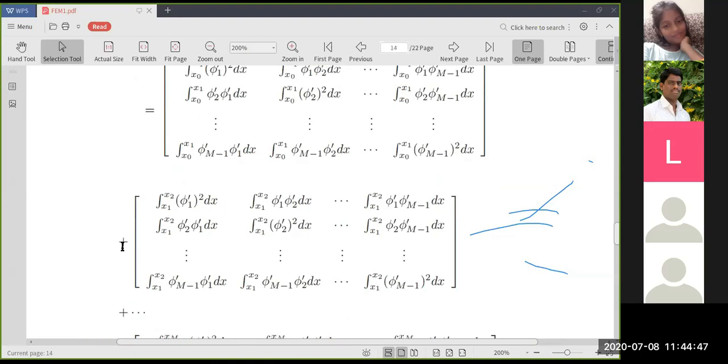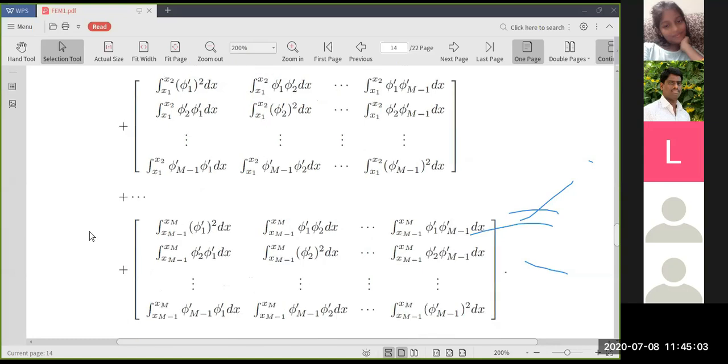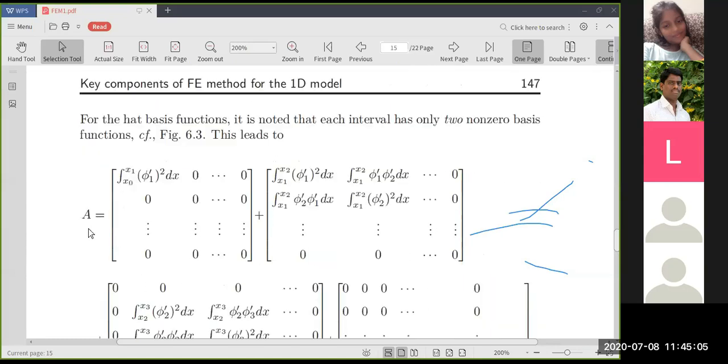Plus, similarly here again, now considering x1 to x2, these two terms will be there, and the remaining terms will become 0. In the second row, the first and second terms will be there, remaining terms will become 0. If you keep on summing it up like that, this is what I am going to show you here. So this is how you get the integral x0 to x1, phi 1 dash square dx. The first entry is non-zero, all the other terms are 0. Plus the second term, x1 to x2, where you get only the first 2 by 2 portion. All the remaining terms are 0.